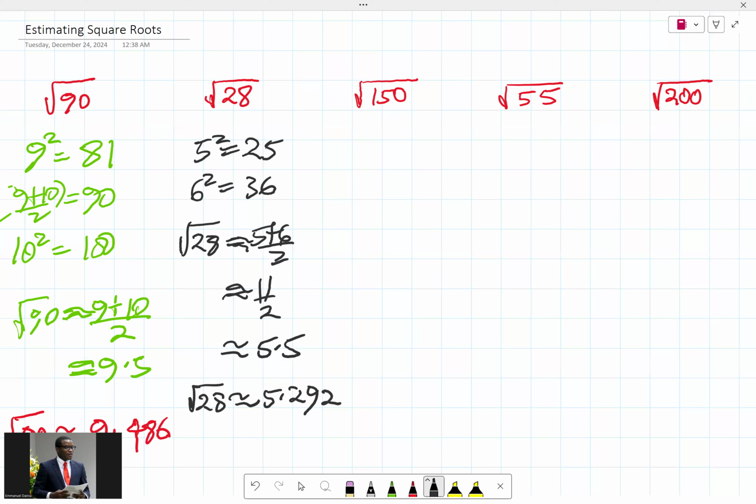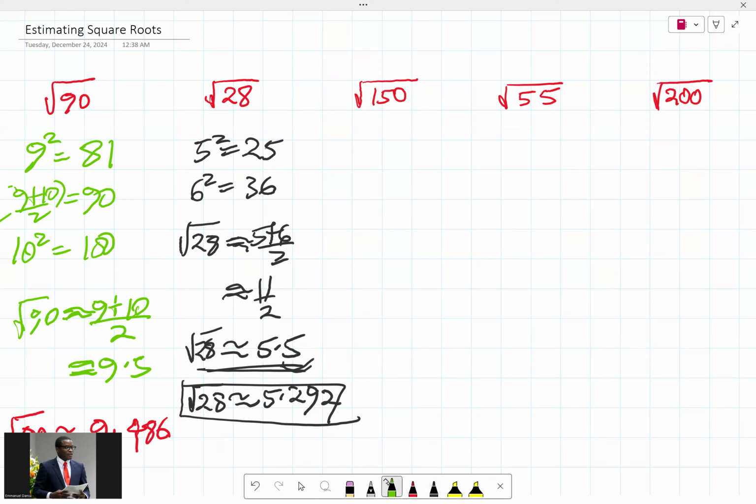So because of that, next time, if you look at the fact that 28 is closer to 25 than 36, instead of making it 5.5, you can actually bring it lower. So we can try that out for the next one. But I mean, 5.5 is still a bit close to 5.292. Okay, so this is our estimation, and this is the actual result.